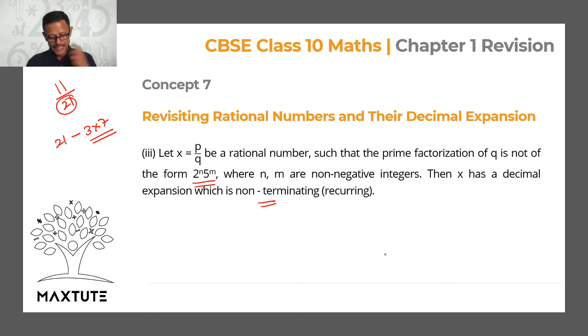Quickly run through it. It is recurring, non-terminating. That's the most important. We are trying to find out whether it's terminating, whether it's finite. It's going to be a 4.52 or it is going to be 8.3333. That's what we are trying to find out.